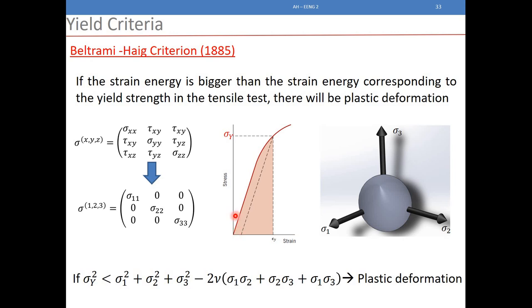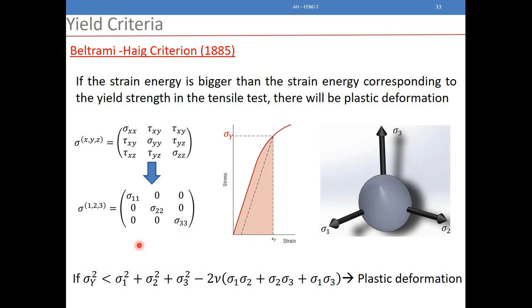A third criterion was proposed by Beltrami and Haigh, also in the 1800s. What they said is that instead of using only the principal stresses or only the principal strains, we compare the strain energy. To remind you, as we said in a previous lecture, the strain energy at any point is defined as the integral of sigma d epsilon.